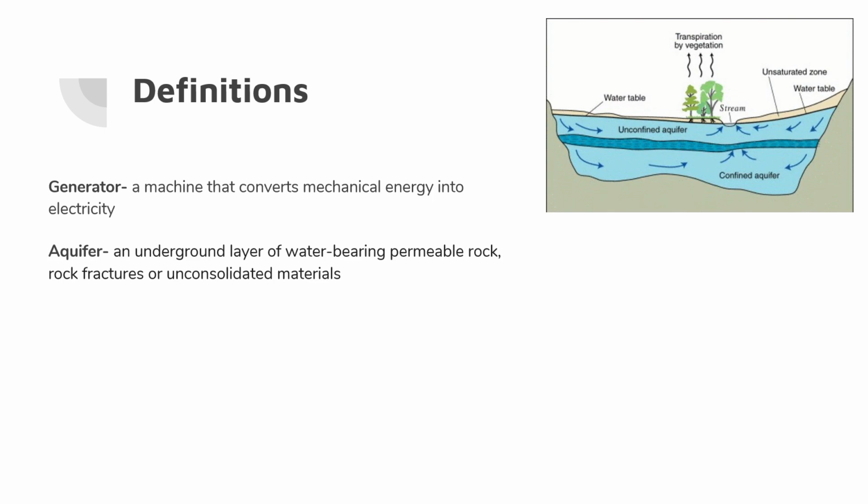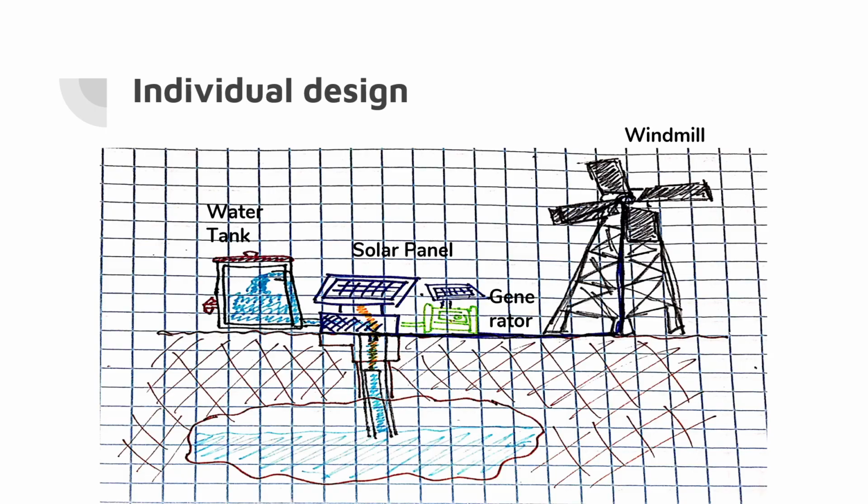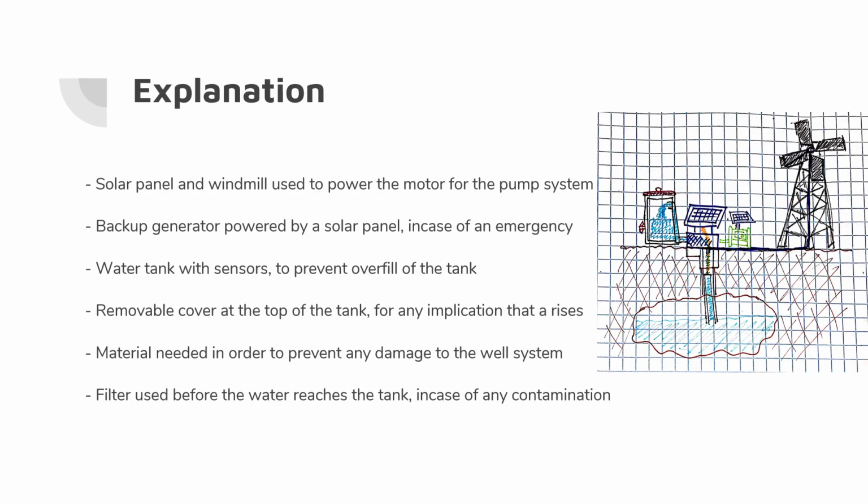Then we have definitions for you to know: a generator, which is a machine that converts mechanical energy into electricity, and an aquifer, which is an underground layer of water-bearing permeable rock. My individual design consists of a water tank, 2 solar panels, a generator, and a windmill, and of course the well.